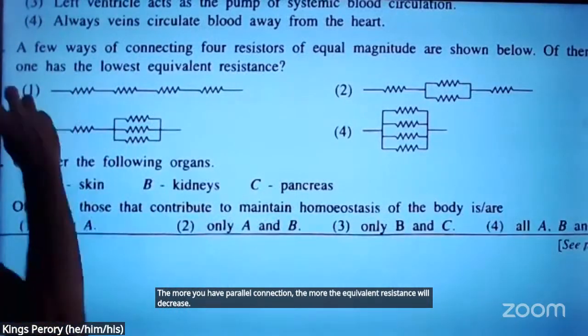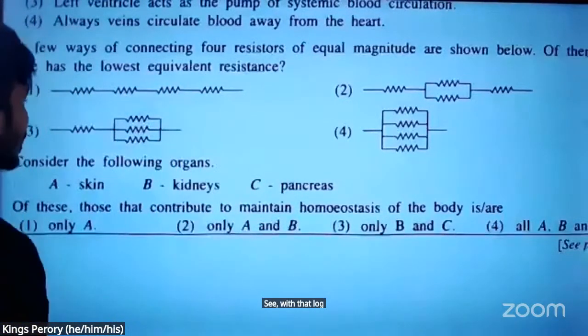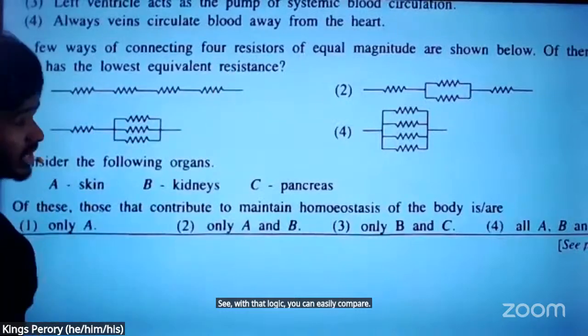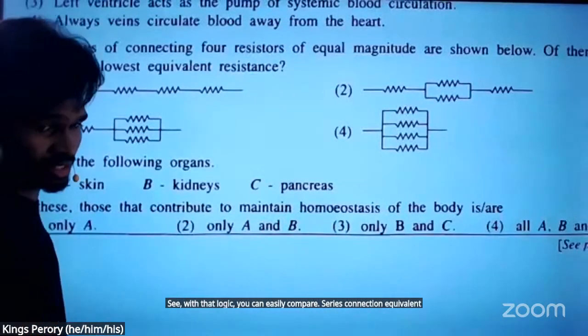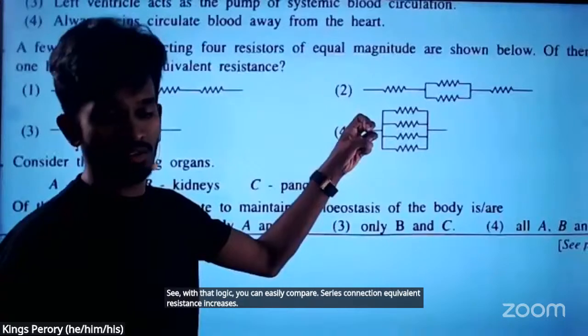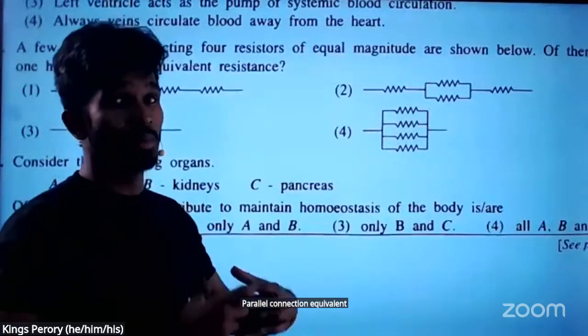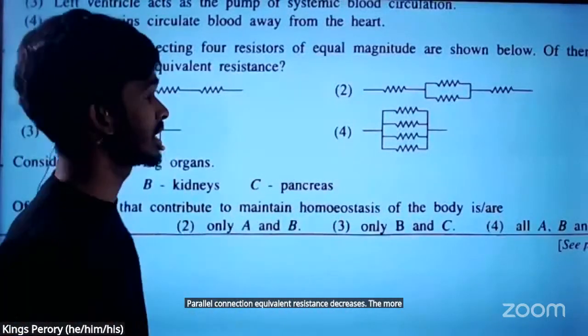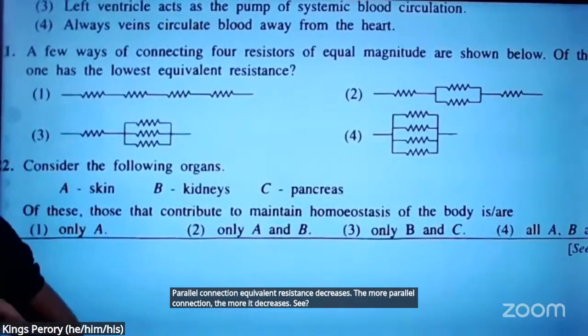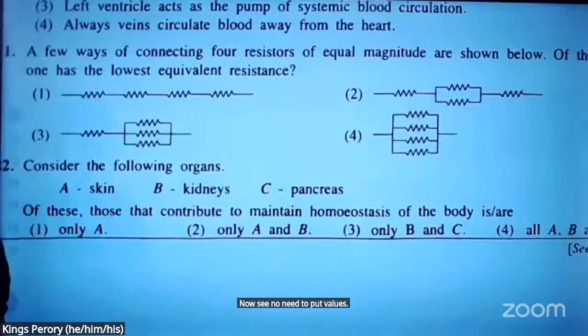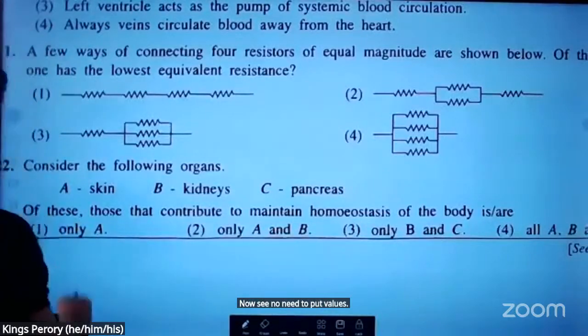See, with that logic, you can easily compare. Series connection equivalent resistance increases. Parallel connection equivalent resistance decreases. The more parallel connection, the more it decreases. See, now no need to put values. See, this is fully series connection.